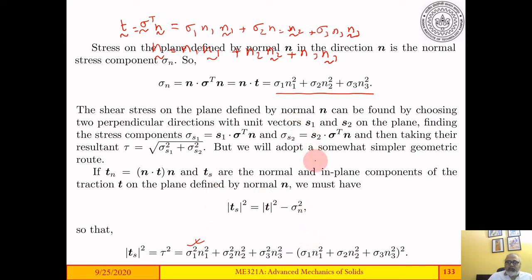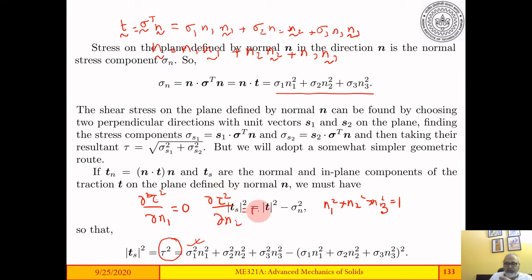To do that, we take the derivative of this with respect to n1, n2 and n3. We actually don't have to take it with respect to all three, because we know that n1 square plus n2 square plus n3 square is equal to 1. So we need to choose only two of these as independent variables, and the other becomes a dependent variable. We'll choose n1 and n2 as independent and n3 as dependent. So we set del tau square del n1 as 0 and del tau square del n2 as 0. Once you've got n1 and n2, from this you will be able to find n3.